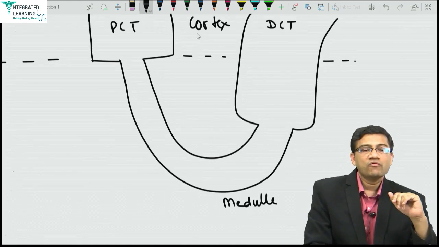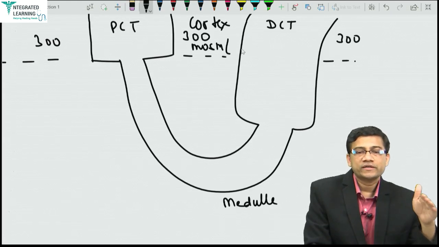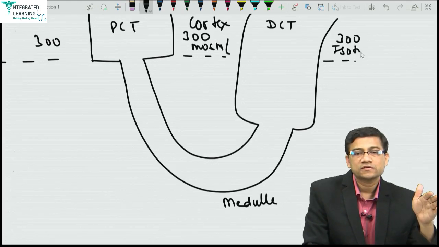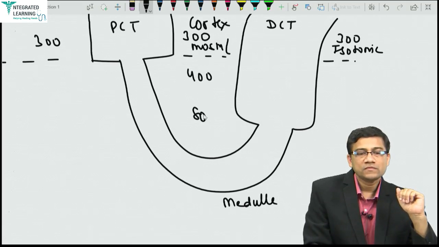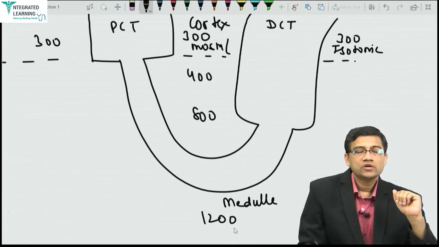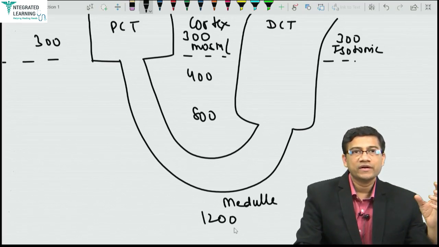Now first, cortex is isotonic, so 300 milliosmol per liter. We know this very well. Cortex is isotonic. Medulla is hyper, so 400, 800, 1200. So what is the osmolality of medulla? It is very high, approximately 1200 is the value.